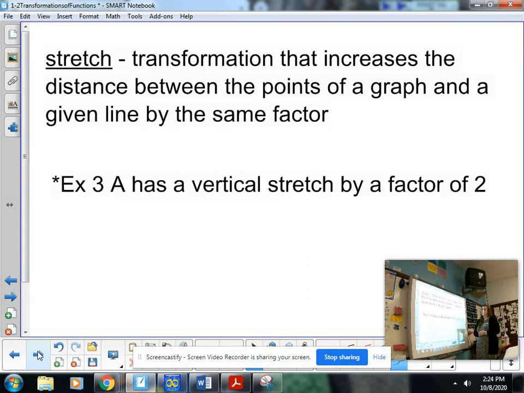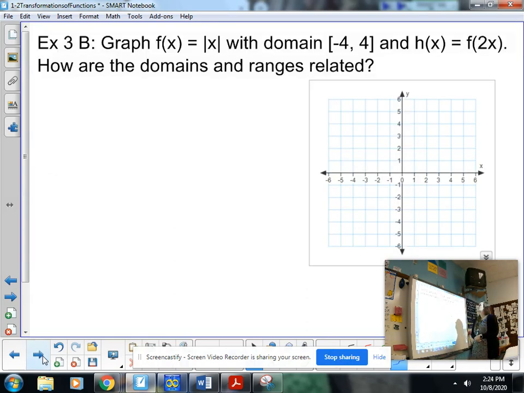You can also stretch on the horizontal, but to stretch on the horizontal, you have to be acting on the x value inside of the parentheses. And that actually would have to be some type of fraction because you'd have to widen it instead of making it more narrow. There'll be a summary page coming up here in a bit that you can see all of this. So now we have example 3b.